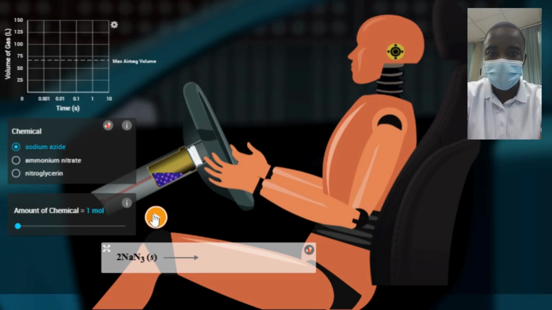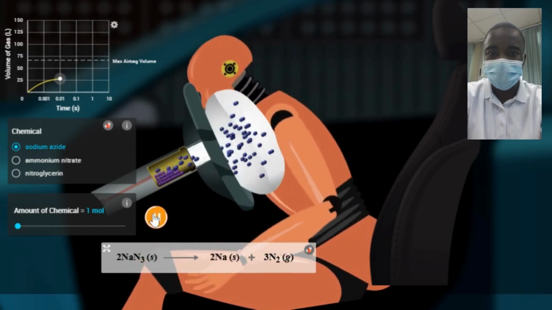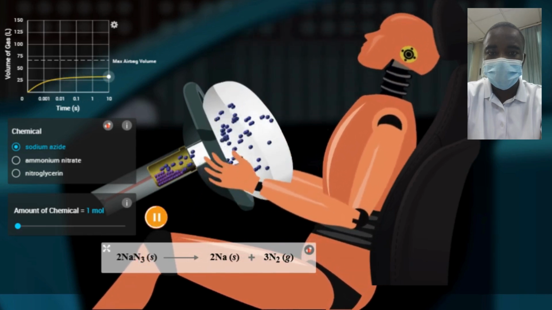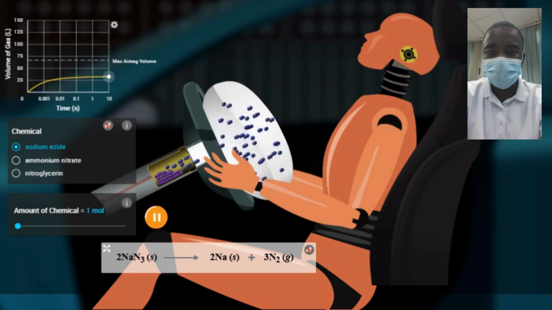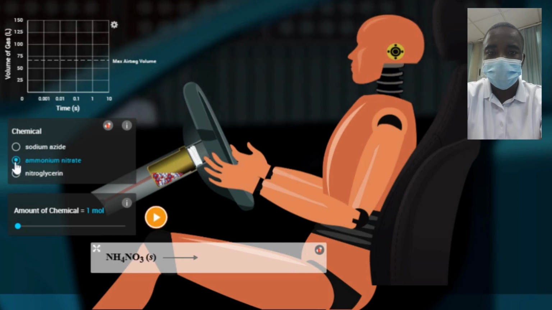Analysis and recommendation. Based on the simulation results, nitroglycerin demonstrates the fastest reaction time and the highest volume of gas produced, making it the most effective chemical for rapid airbag inflation. However, nitroglycerin is highly unstable and dangerous to handle, which poses significant safety risks during manufacturing and storage.